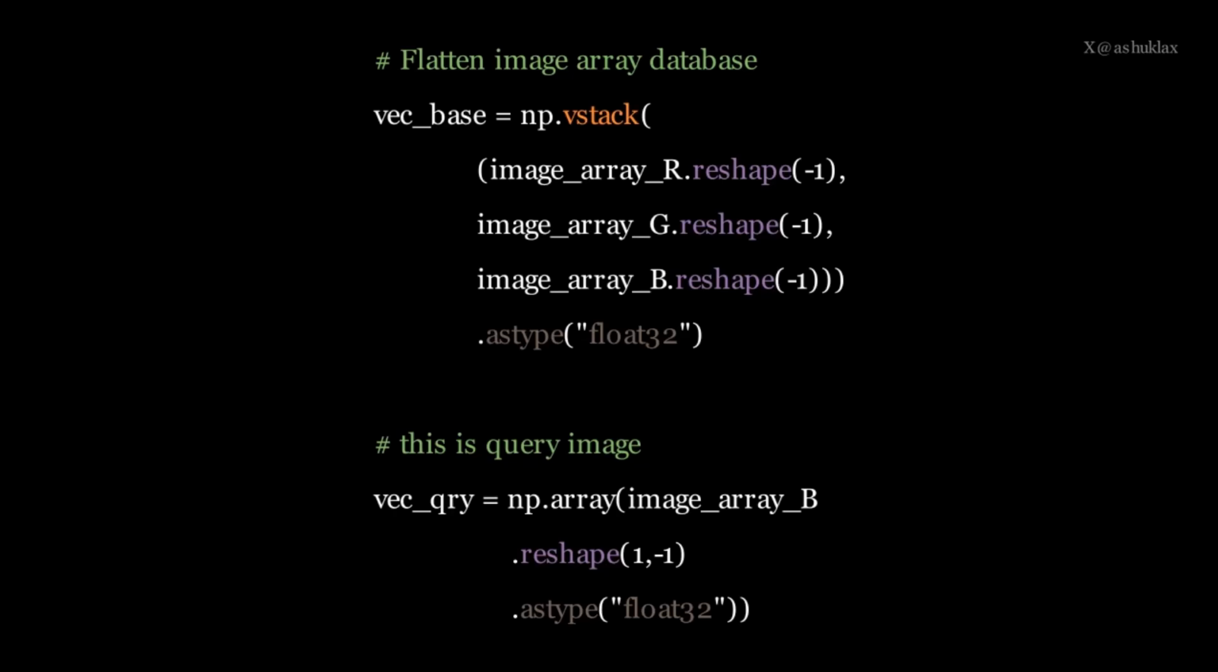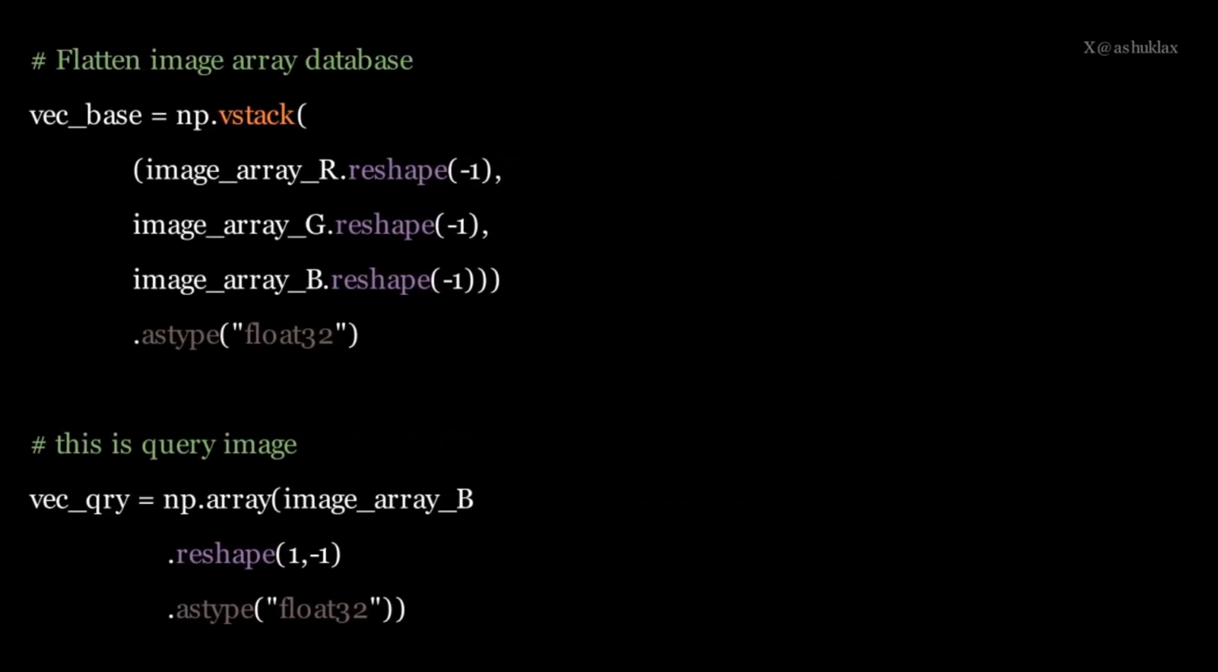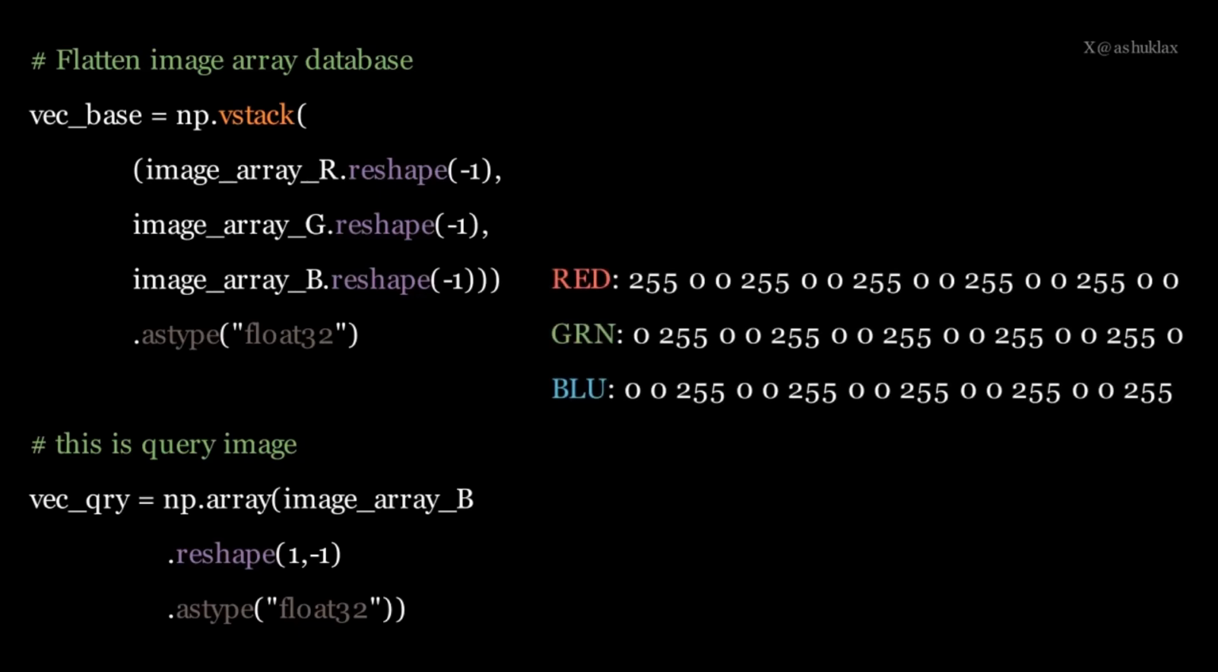Our objective in this exercise is to find the closest match of the query vector, vec_qry, within the given 3 base image vectors, vec_base. This process involves comparing the query vector to each vector in the database to determine the best match. By the end of this exercise, you'll have a clear understanding of how to manipulate image data using NumPy arrays and how to perform basic image search operations. Let's get started with the code. In other words, vec_base looks like this and vec_query looks like this.